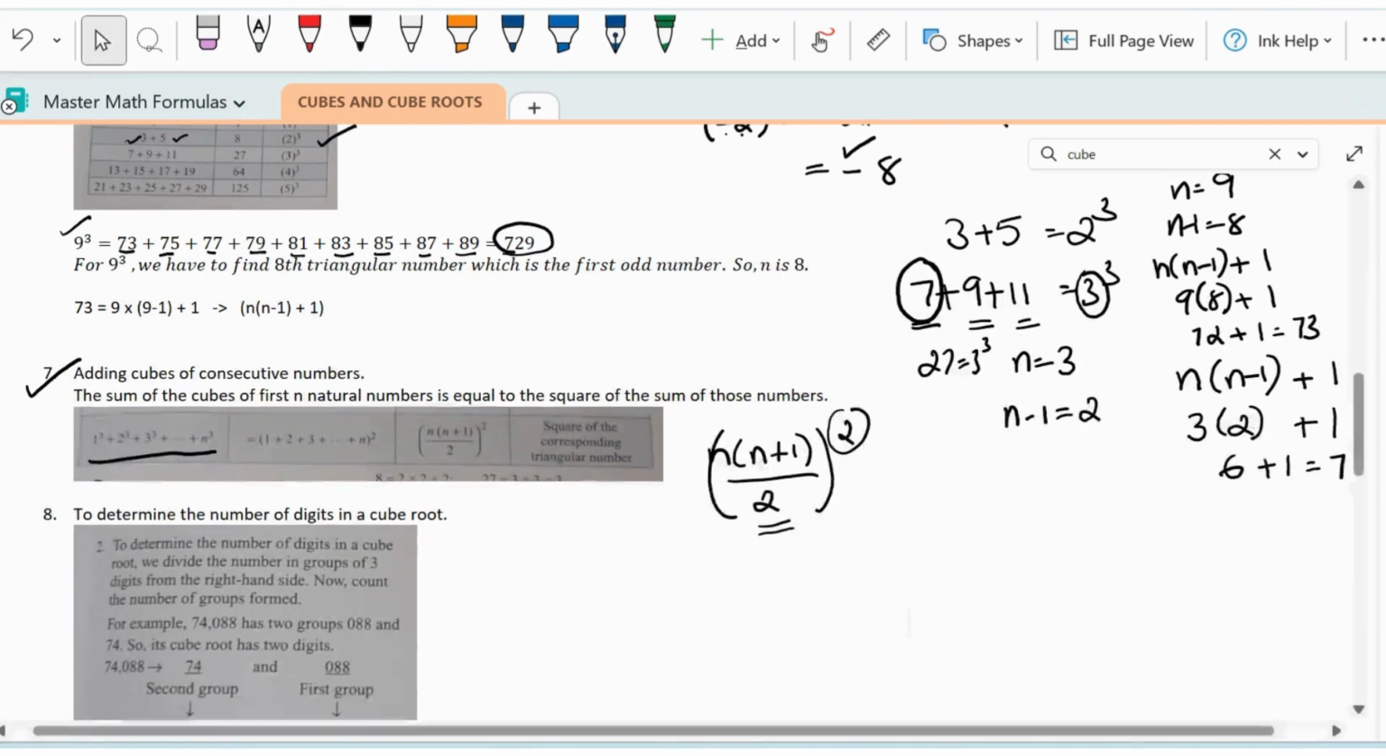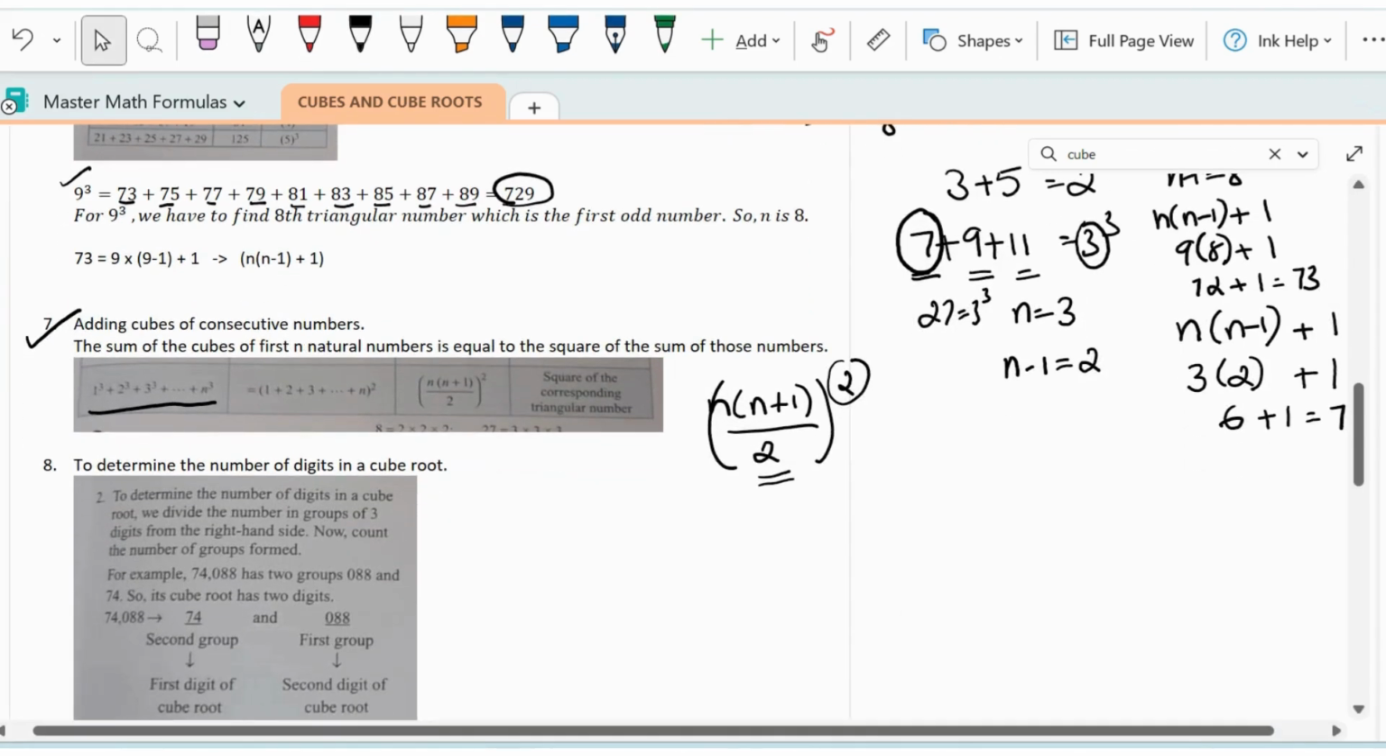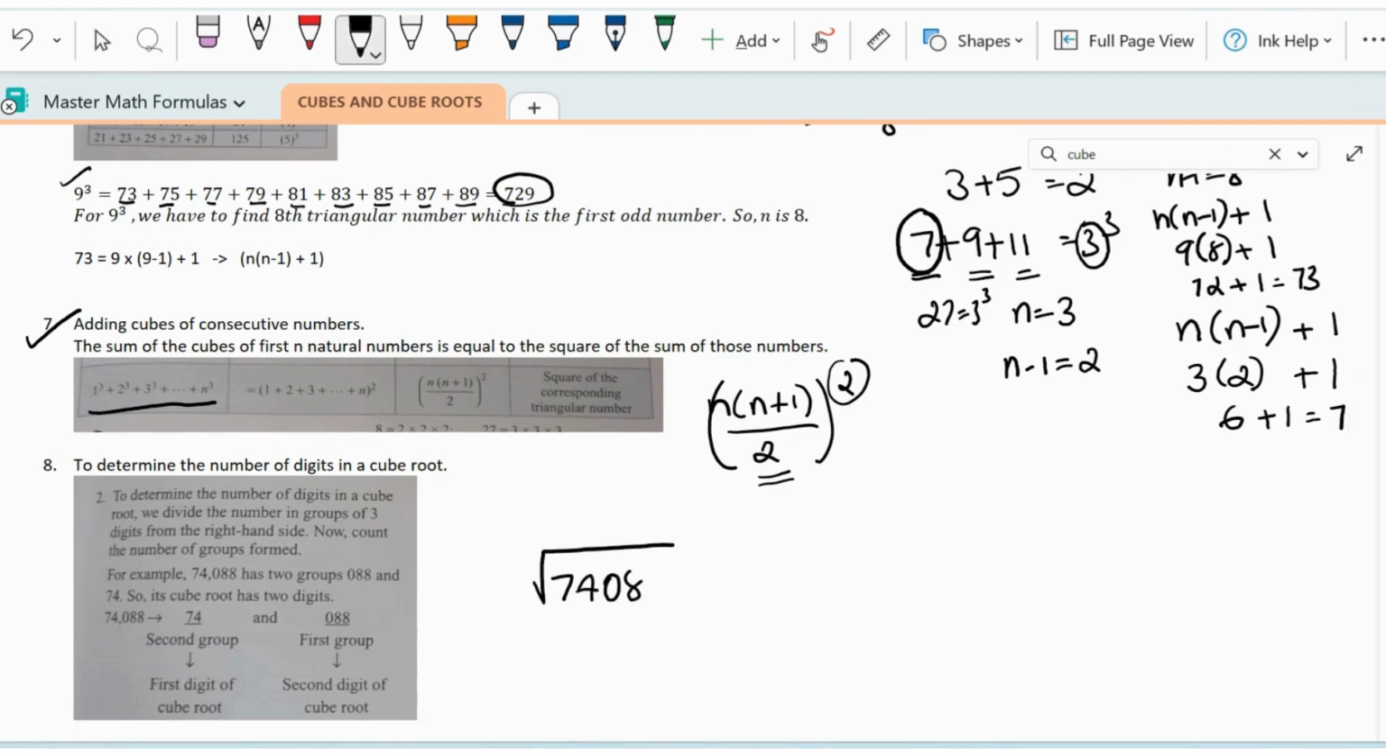Done. Now to determine the number of digits in the cube root of a given number. This is the given number. And to find the number of digits, not the cube root itself, it is the number of digits. Now to get the number of digits, from the right side, you break the number in groups of 3. Here there is no number, so you just add a 0 in front. So there are 2 groups. This is the first group and this is the second group.